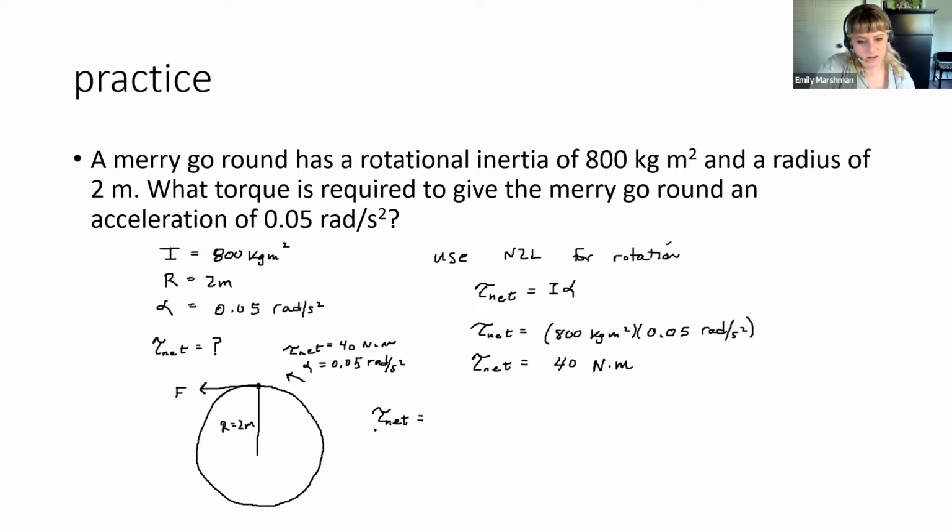If you remember, the other definition of torque that we have is that it's the force applied multiplied by the lever arm. I know the net torque that I need to apply is 40 Newton meters. The force is what I'm trying to figure out. The lever arm here is the distance from the axis of rotation, which is right in the center of the merry-go-round, out to the edge, which is 2 meters. So the force I would need to apply is 20 newtons right here on the edge.